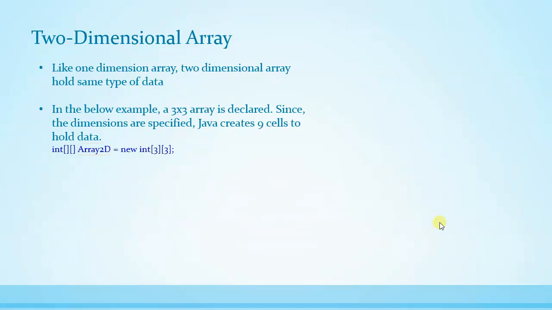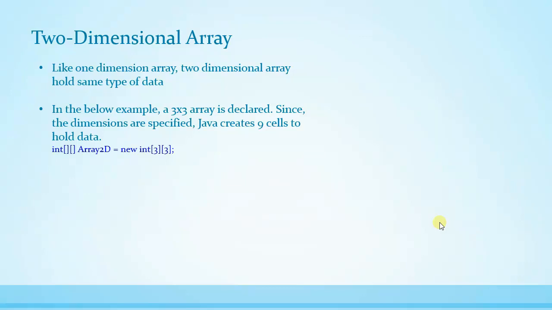Then on the left hand side you can also see int with 2 square brackets. This is the notation that says array2d is a two-dimensional array. One square bracket states the first dimension and the second square bracket states the second dimension. That means it's a two-dimensional array of type integer. So that's what the left hand side says, and the right hand side says how much space is to be allocated and how the two dimensions are organized.